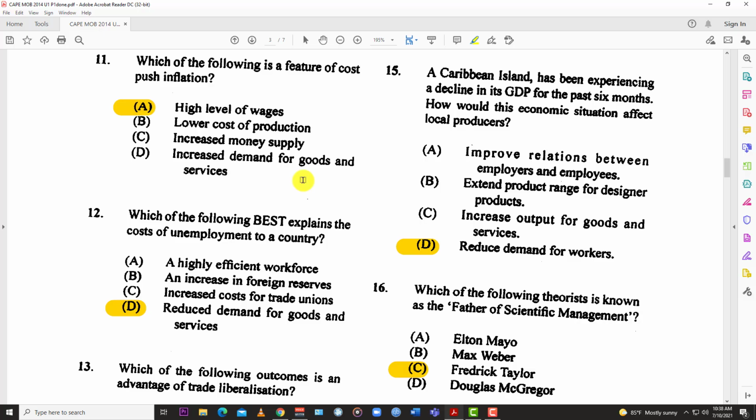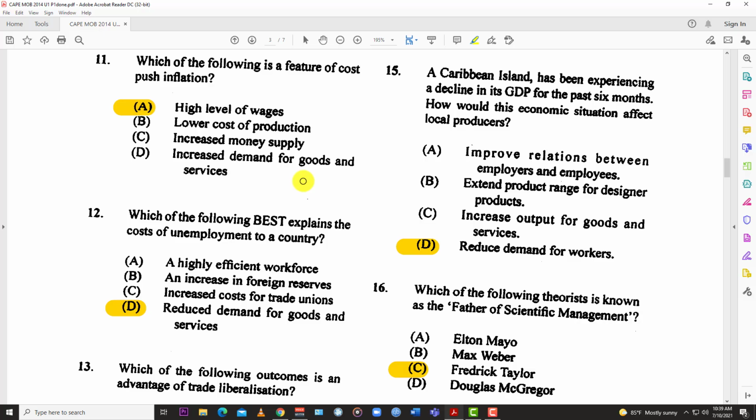Right? And we see that all the time, especially in the hotel industry. It's seasonal, yes, but this on a large scale shows how a decline in output would lead to a reduction in the need for workers. If you look at A, improved relationship between employers and employees, that's not even an idea here, I don't understand how that's an option. Naturally, it might actually worsen relations because they have to lay off people, right? Because output is going down, productivity might be going down, so relations are going to get strained. Extend product range for designer products. If output is down, how would that extend the product range?